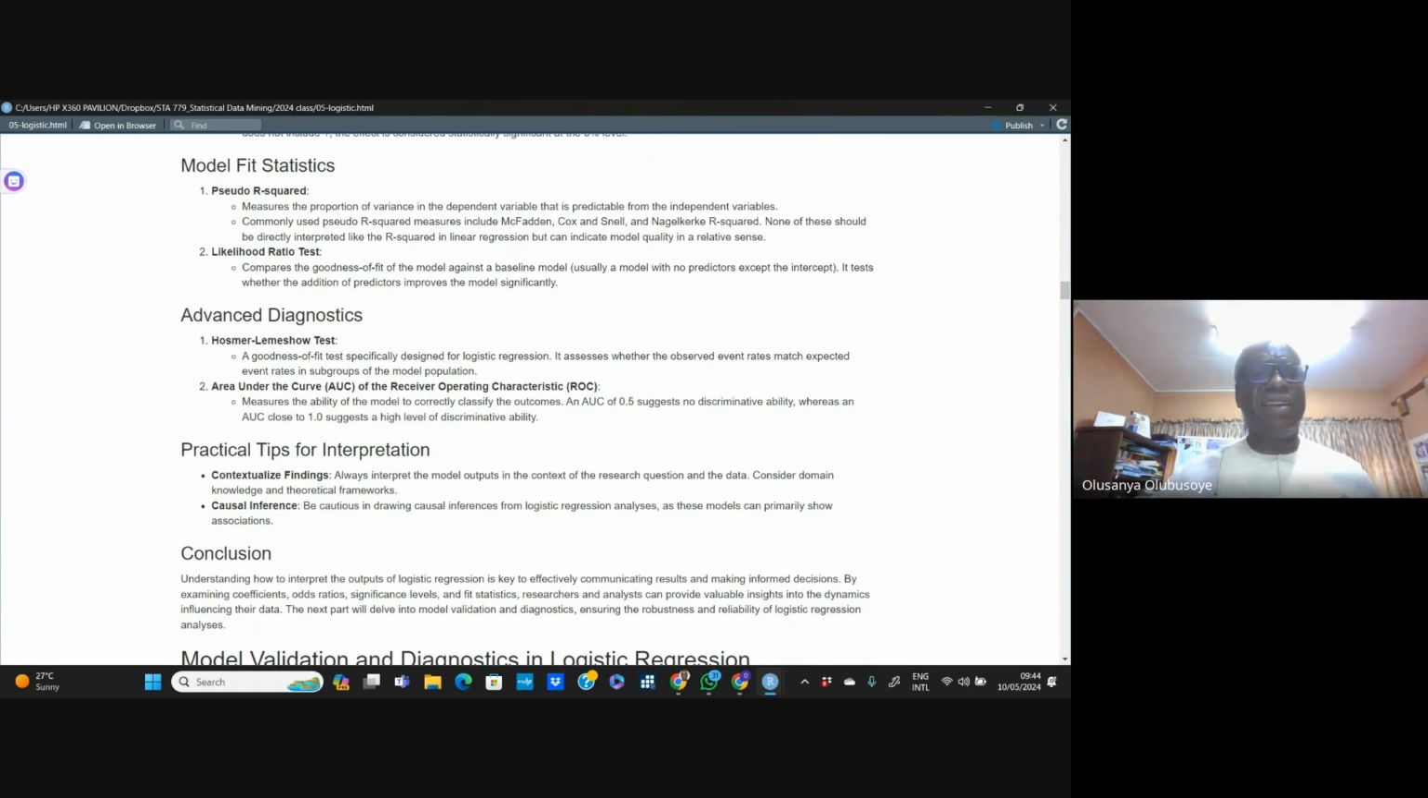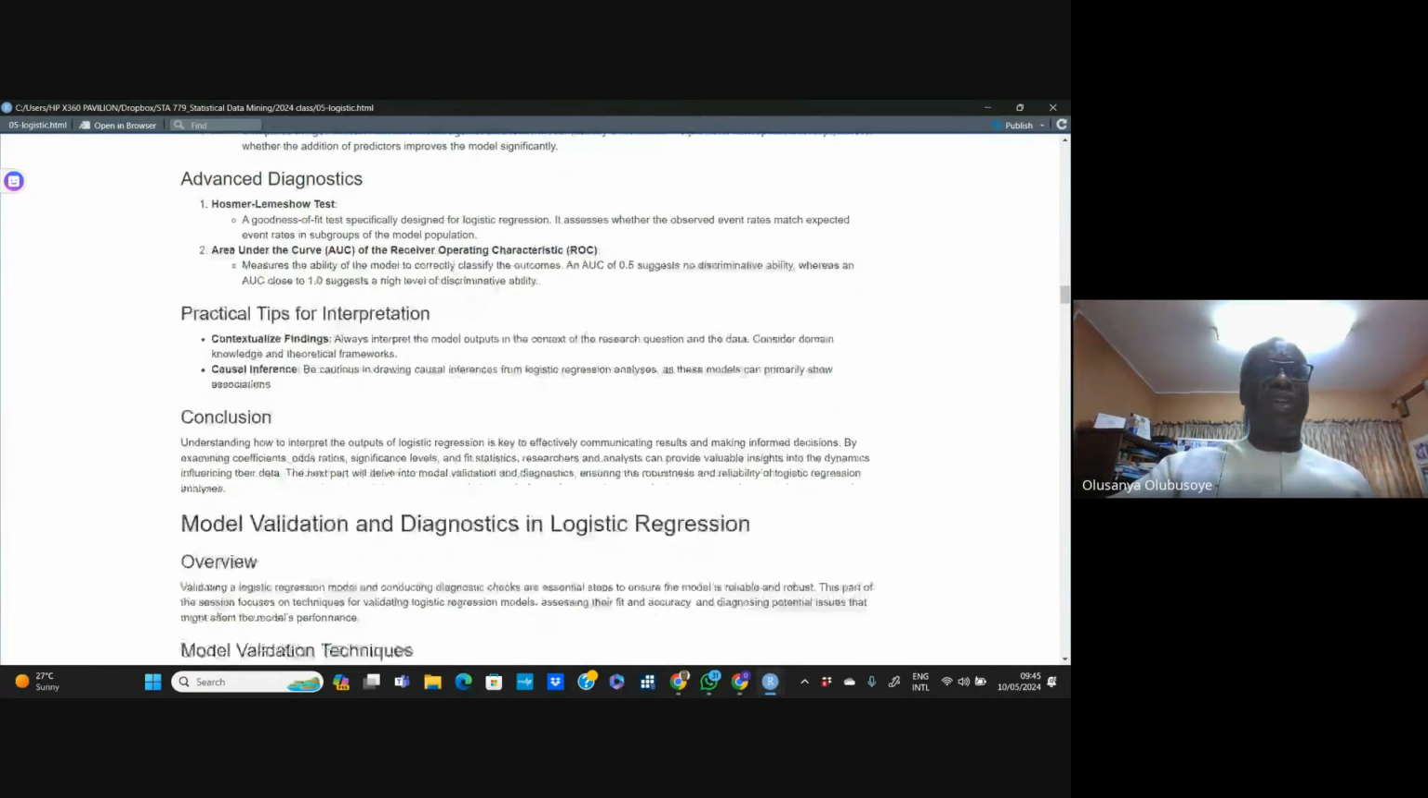There are advanced diagnostics. The Hosmer-Lemeshow test is also a goodness of fit test. You also use the area under the curve, the ROC, receiver operating characteristics measure. You can also use that as a way of diagnosing your model.